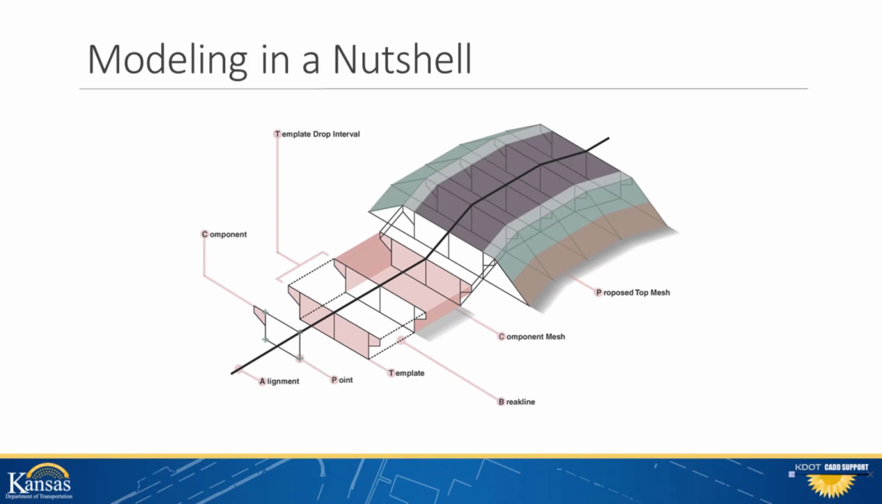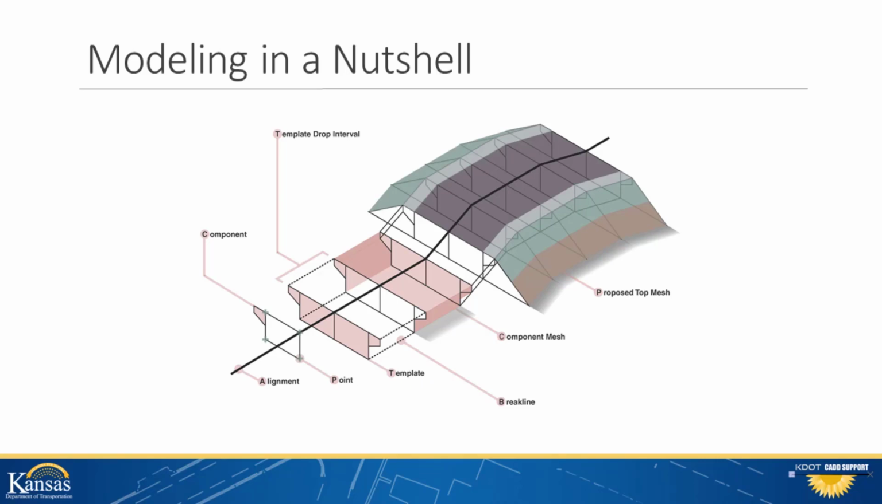As you can see here in the diagram, we have an alignment, which represents both horizontal and vertical geometry. We also have points, and these points are connected to create enclosed polygons that we refer to as components. We combine points and components together to represent the cross-section of our road, and we store this information as a template. We manage individual components and templates in a template library.